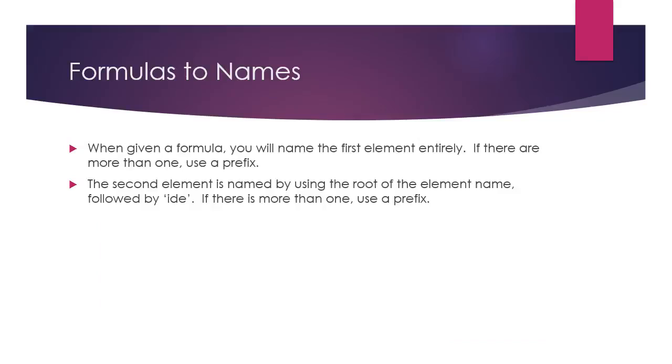The rules for naming compounds are really pretty straightforward. When you're going from a formula to a name, you list the first element with its name completely spelled out. And of course, if there is more than one of them, you use a prefix. The second element is named by using the root of the element name followed by -ide. And once again, if there is more than one of these, you use a prefix. So let's see some examples.